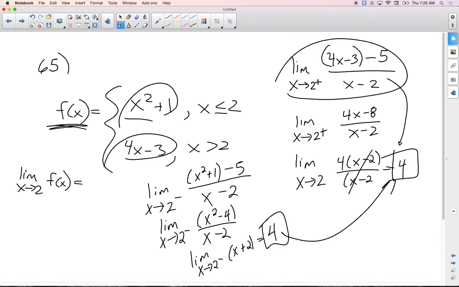To do it piecewise, you got to check from the left to right. What is it going to be from the left? 5. What is it going to be from the right? 5. Very good. So then the two-sided limit's 5. What's f of 2? Well, 2 is defined in which piece? The first piece or second piece? First, which is 5, and we already know they both equal 5.